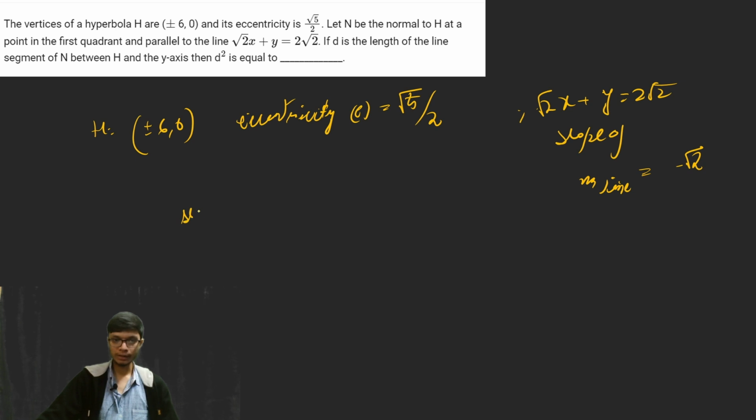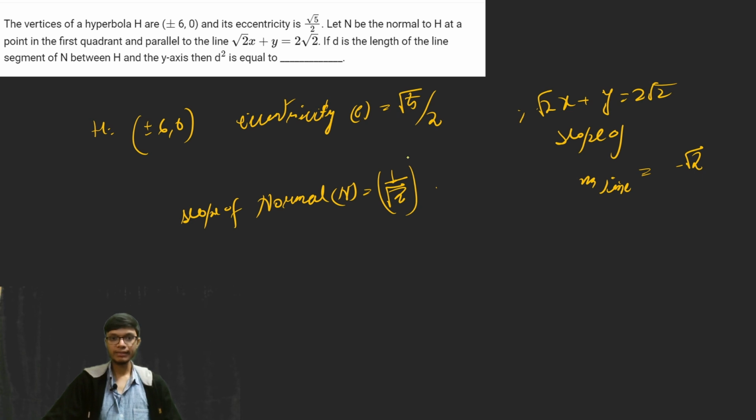That means the slope of the tangent, the slope of the normal n. So what is the slope of the normal n? That is basically 1 by root 2. Okay, so I have got the slope of the normal, that is 1 by root 2.